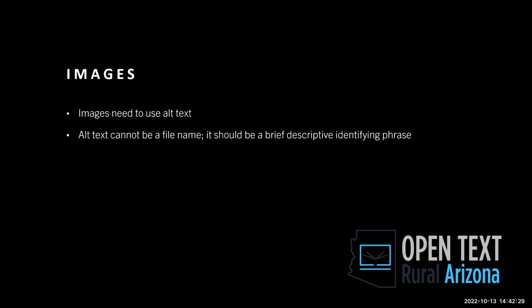It has to be a very short and descriptive identifying phrase. If it is a picture of a nurse administering a shot to a child, then your alt text would be a nurse administers a shot to a child. So it could be very straightforward. There's a little artistry. You get to create what the alt text is, but it does need to be there. Otherwise, that image is completely lost for people who aren't using sight as their primary sense.